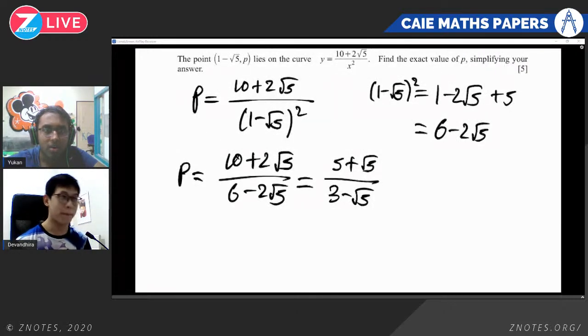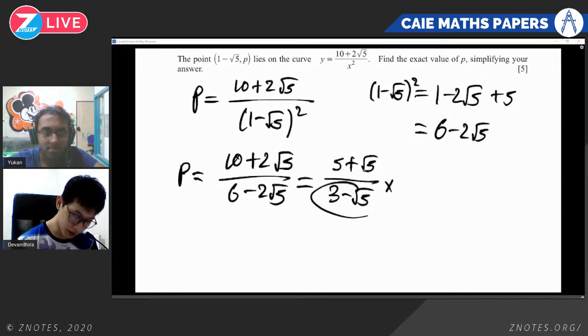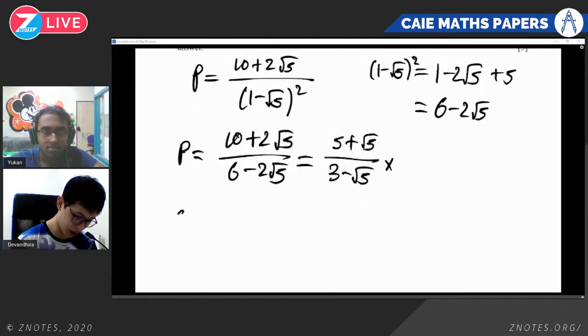What's the next step? Now, because your denominator is irrational, you have to multiply by its conjugate. Exactly. So we have to multiply the numerator and the denominator by the denominator's conjugate. If you don't know what the conjugate is, let's say you have a number like a plus root b. Its conjugate will be a minus root b. Is that correct? So in this case, our conjugate will be 3 plus root 5 over 3 plus root 5.